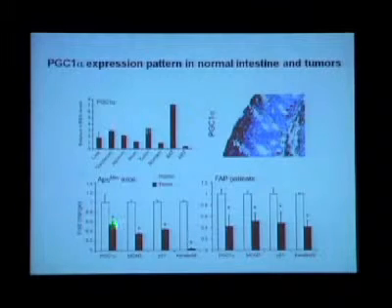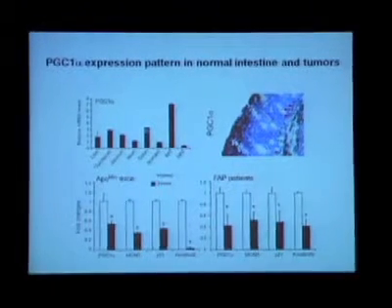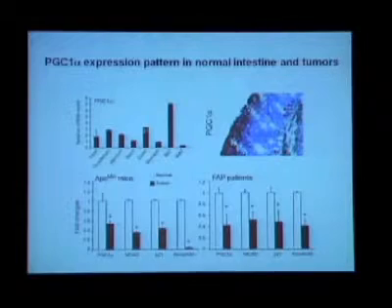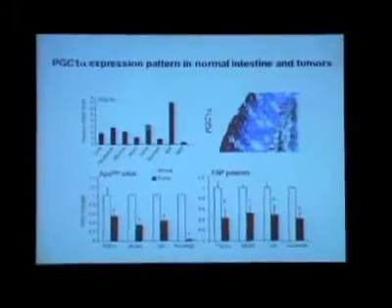And when you look at the transcript, there is a 50% decrease in PGC1 alpha transcript in tumors of mice, and the same in humans. And this happens also with their targets. Here is depicted MCAT, which is an important protein in the fatty acid oxidation pathway, but the same is happening for the mitochondrial biogenic proteins.